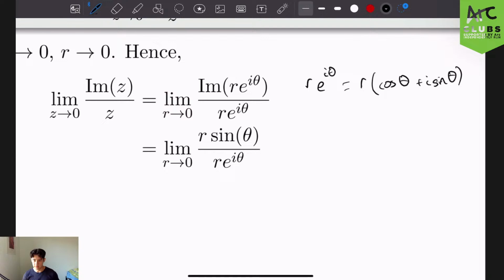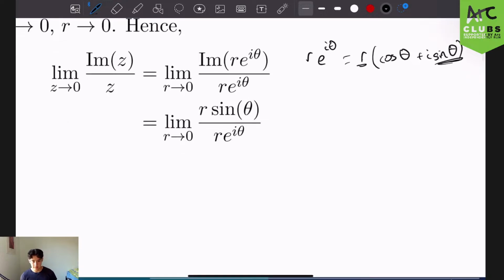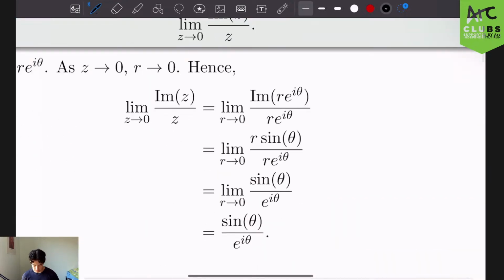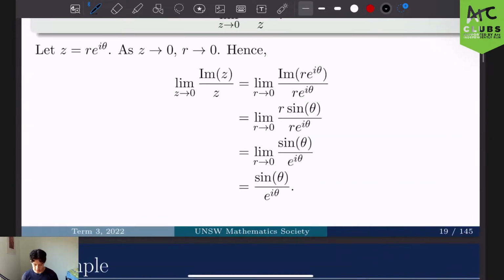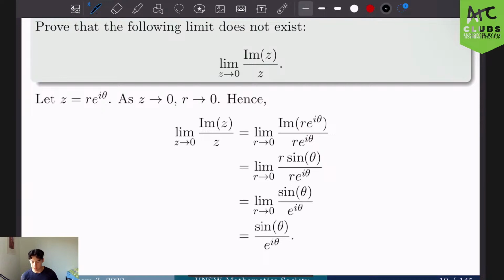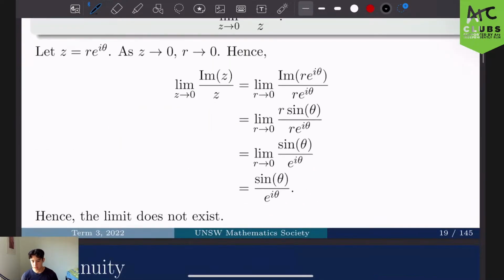Okay, so the imaginary part of this is going to be equal to r sine theta, the coefficient of i, on the top. And we can see here that the r's will then cancel out, and we're left with this term here, sine theta over e to the i theta. You can see r is not even involved in this equation, so we can simply get rid of the limit. We're now left with this value here. This term will have different values depending on what value of theta we choose. So that means that the limit does not exist because it is multi-valued.